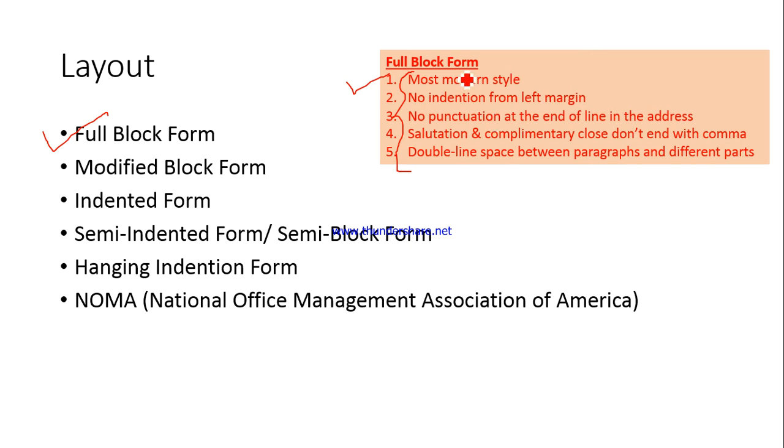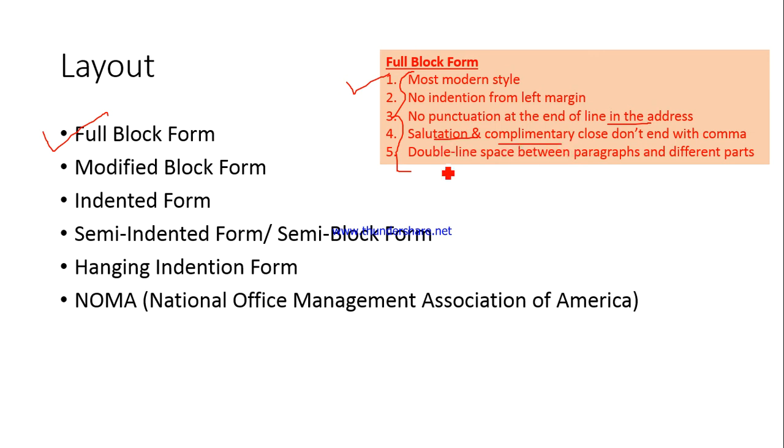There's no punctuation at the end of the line in the address. I hope you remember that when you are writing a letter, at the top you have to mention the name of the receiver as well as his address. But when you are doing that, you don't have to put a comma at the end. In between the words you can put in commas, but not at the end of the line, right? Again, there is no comma after the salutation. Dear sir, dear ma'am, there is no comma. And the complimentary close, Yours faithfully, would not be followed by a comma.